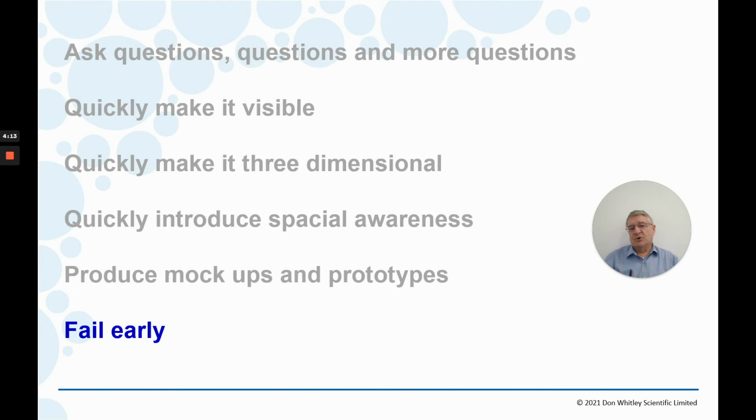This will seem odd, but we seek to fail early. And by that I mean we want to learn things quickly during the product development process. It may be that we are heading in the right direction. It may be that there are some unexpected or unforeseen obstacles or difficulties. The sooner we learn those, the quicker we can work through them and come up with a product to suit everybody's needs and aspirations.